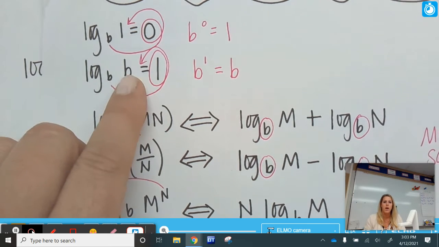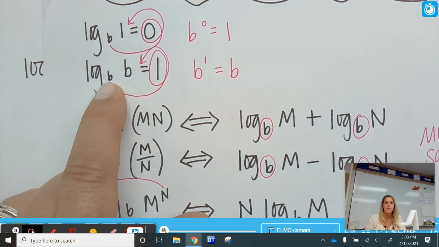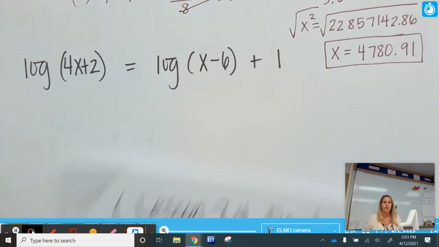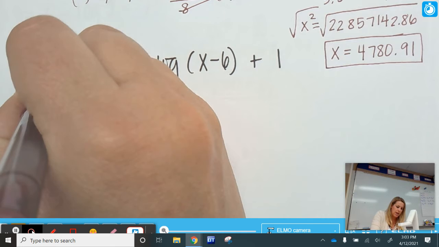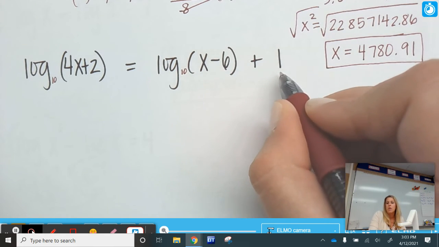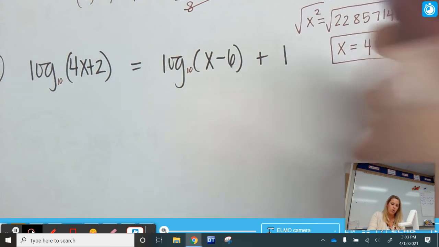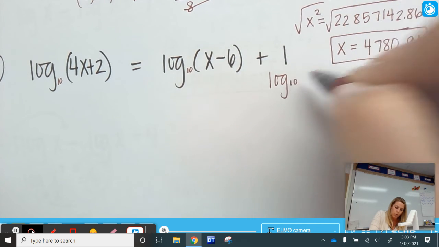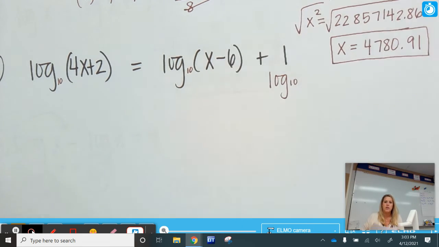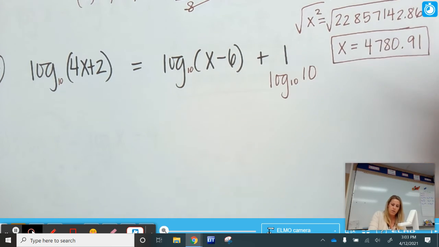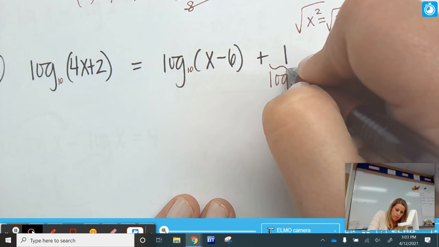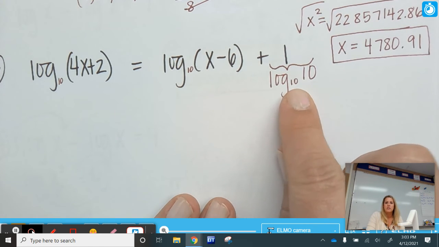from our notes from day 1, anything with a base that's the same as the log will become 1. Well, if we look here, our base is base 10. So this thing that was here that became 1 was a base 10. And the only thing that could be 1 is if these two were the same. So this came from something that looked like that. 1 is the same as log base 10 of 10.